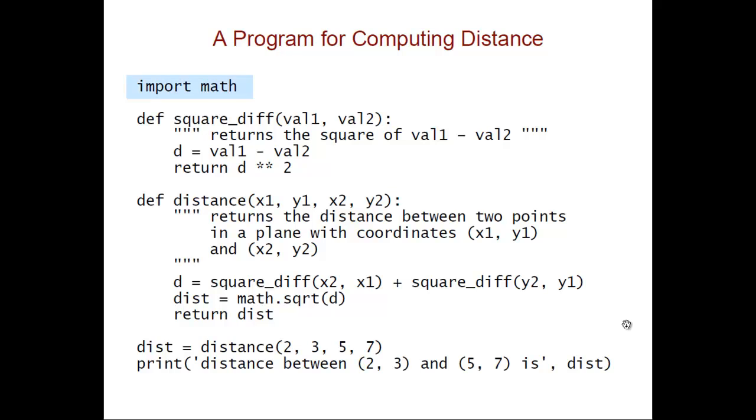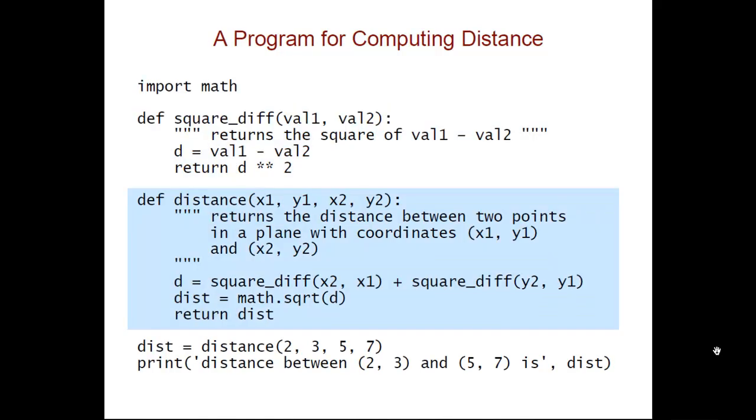We begin our program by importing the math library which comes with Python because we're going to need a square root function that is in that library. Then we have a function that we define called square_diff. It takes two inputs, val1 and val2, and computes and returns the square of the difference of those two values. And you can see we're using the exponentiation operator to square the difference.